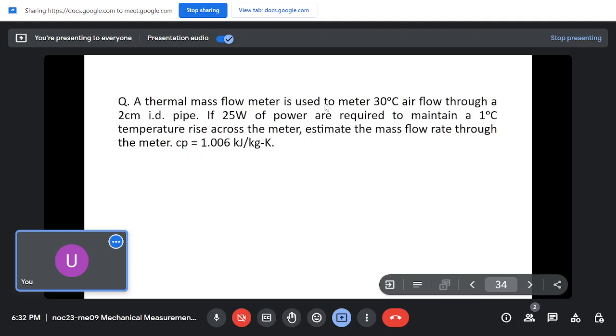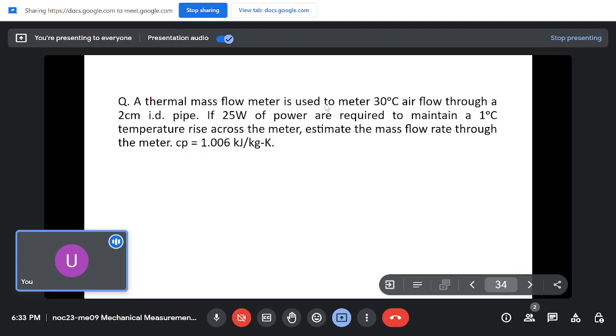So we know the temperature difference in the thermal mass flow meter is 1 degree Celsius, and the power consumed by the thermal mass flow meter is 25 watts. So it's an electrical type heater. You are measuring 1 degree Celsius and using 25 watts of power to maintain a 1 degree Celsius temperature rise across the meter. We need to estimate the mass flow rate through the meter.